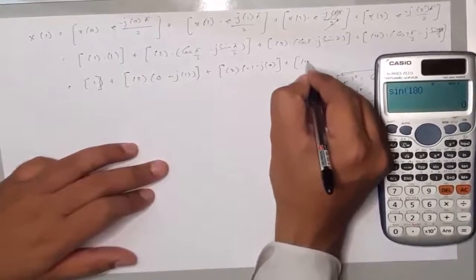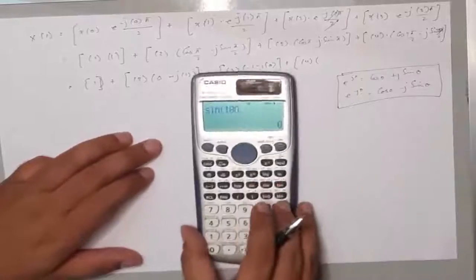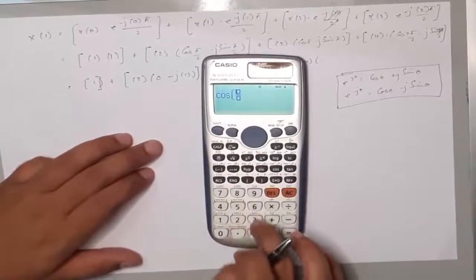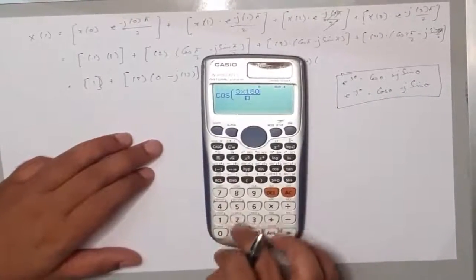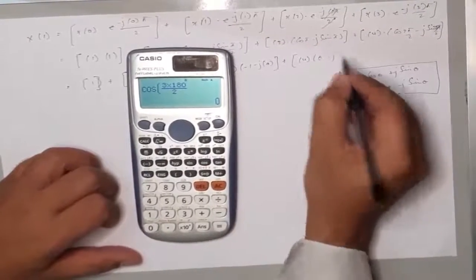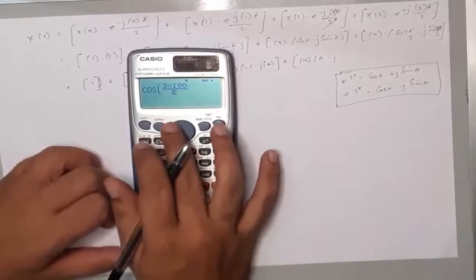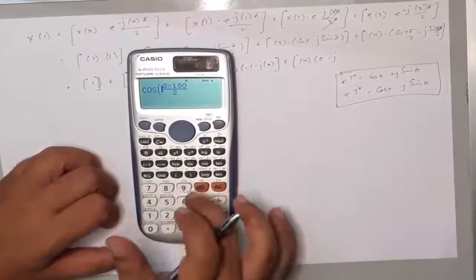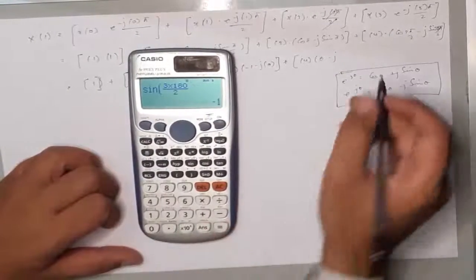Plus 4 into cos 3 into 180 divided by 2, that is 0. 0, minus j. Similar way with the sine also, minus 1.